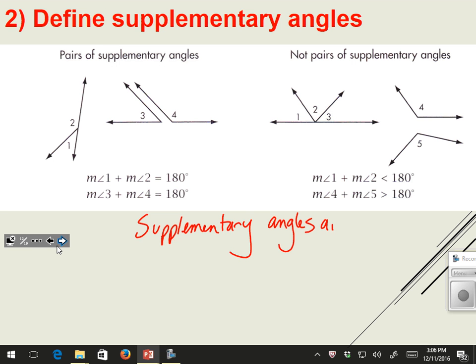are two angles that add up to 180 degrees. So supplementary angles add up to 180 degrees. Remember, only two of them. And the previous slide illustrated complementary angles, which add up to 90 degrees.